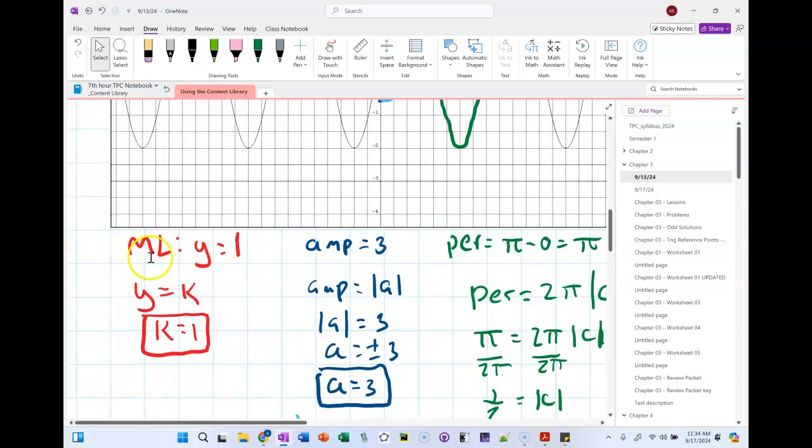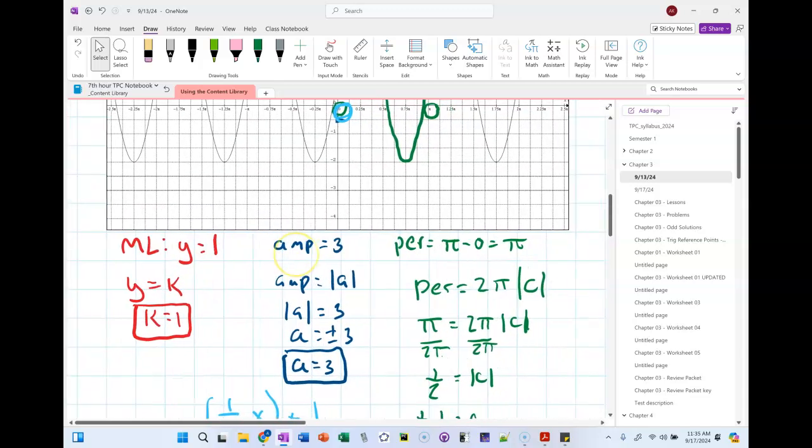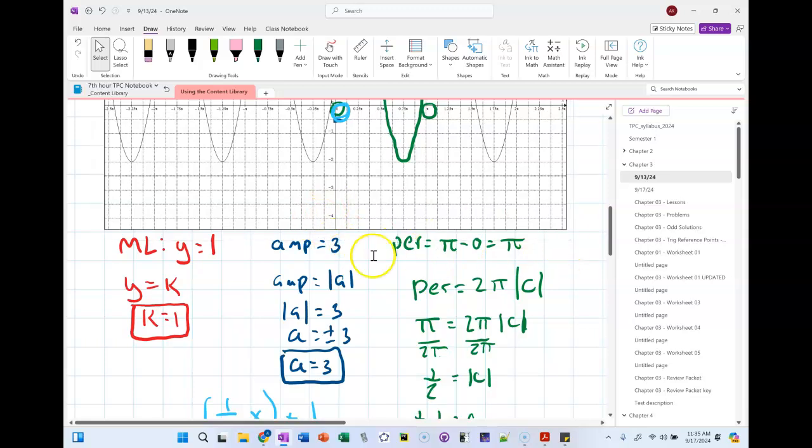So here we saw that the midline was y equals 1, the amplitude was 3, and the period was pi. Right? We just did this a moment ago. We looked at the picture. So since the midline is y equals 1, and the equation for that is y equals k, that just tells me that k is 1. Easy peasy, right?